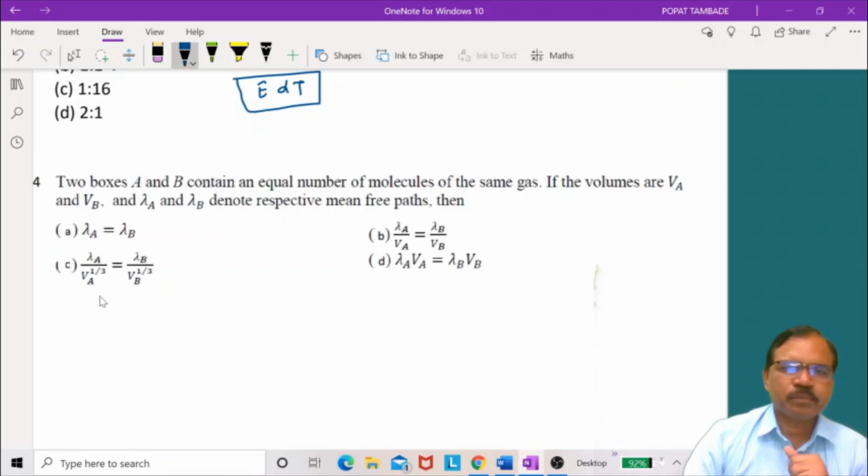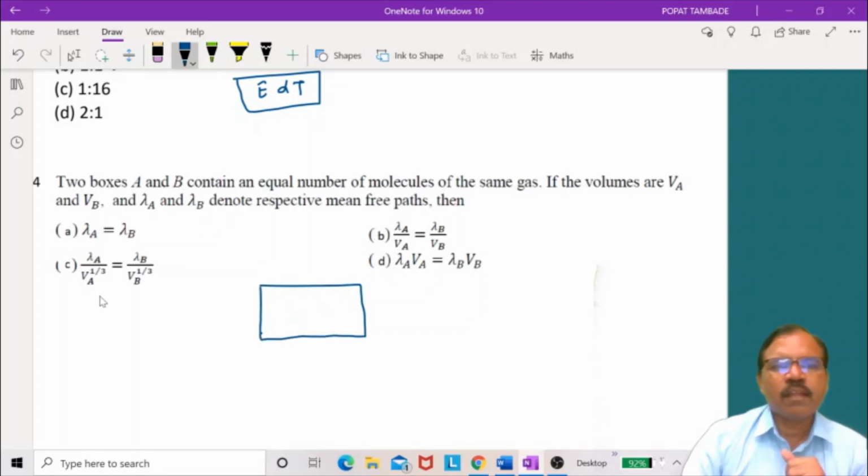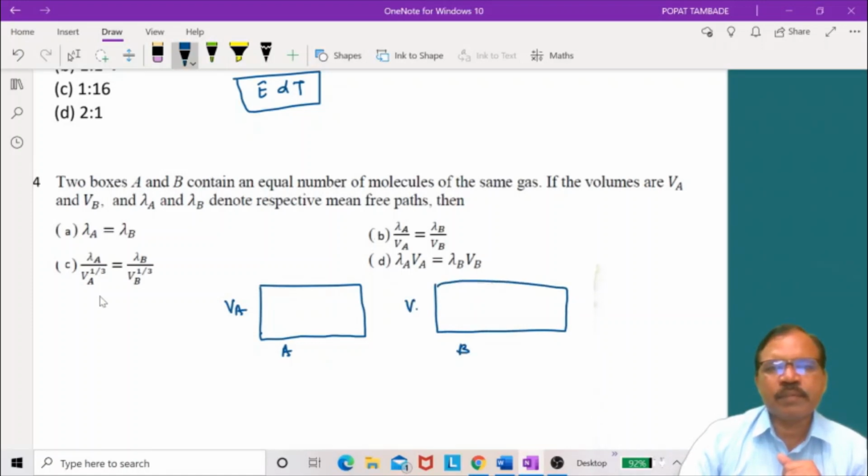Now here we have two containers. This is the first container A and its volume is VA, and we have the second container B and its volume is VB. And see here, equal number of molecules. So suppose N is the number of molecules here, Na and Nb, that is the number of molecules in each.